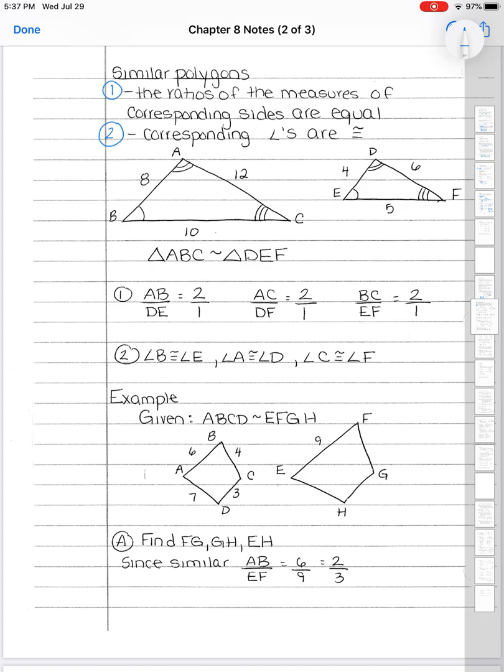Now, the most important thing in regards to similarity: when we talk about similar polygons, the ratios of the measures of corresponding sides are equal. It doesn't say the corresponding sides are equal, it says the ratio of the corresponding sides are equal. What is true, though, is that the angles are congruent. So there are two things. If you're trying to prove similarity, there are two notions you have to touch on. One is the sides being proportional. Two is that the angles are congruent to each other.